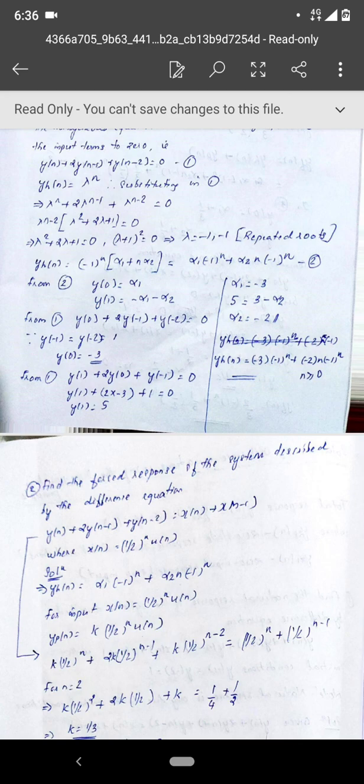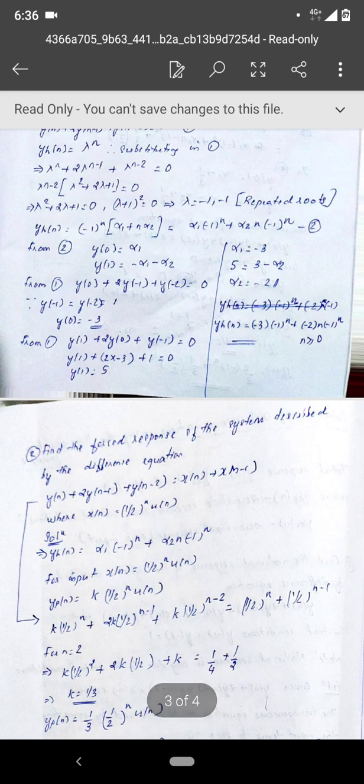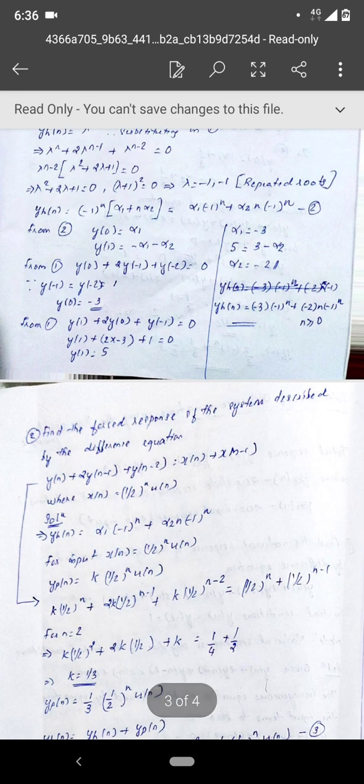We open those things and we'll get alpha 1 (-1) raised to n plus alpha 2 n into (-1) raised to n. So that is taken as equation number 2. You will understand everything if you have gone through my last video or the materials that I have circulated. Okay, then from 2, this is the method you have to follow.